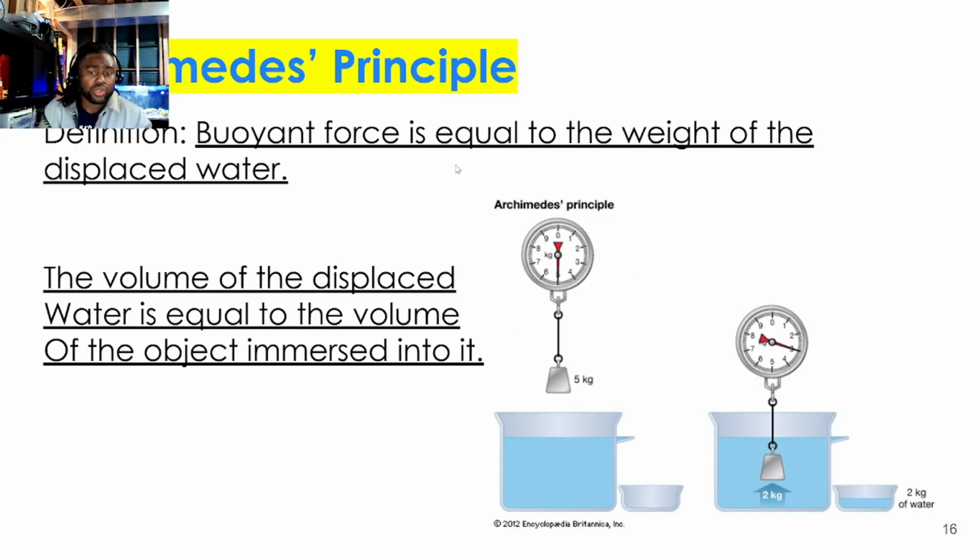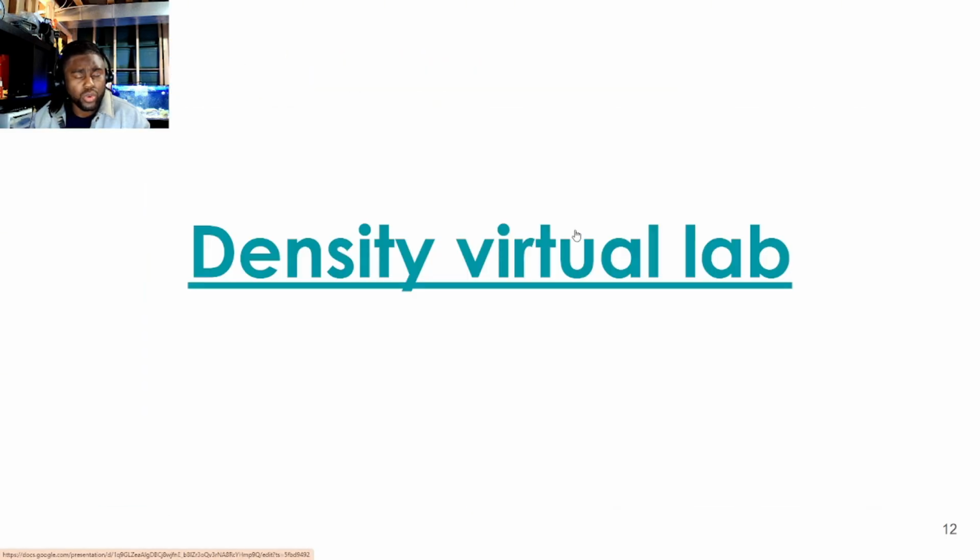Archimedes' principle. There's a video for you guys on Google Classroom. Buoyant force is equal to the weight of the displaced water. The volume of the displaced water is equal to the volume of the object immersed into it. So we're using this to calculate the volume of the displaced water. Feel free to take a look at that density lab that's posted for you guys. There's a video on Archimedes' principle showing you how he came about this realization and how he applied it moving forward.